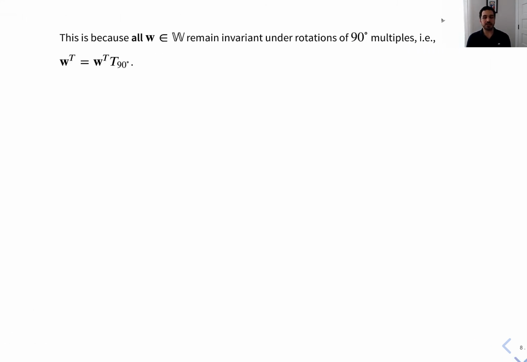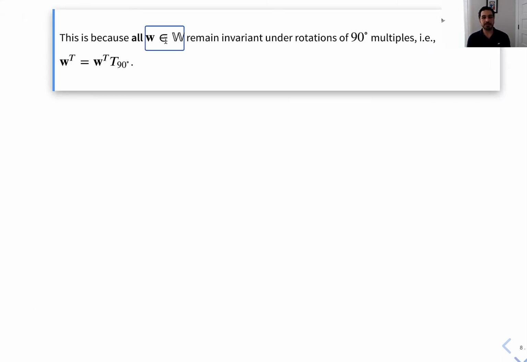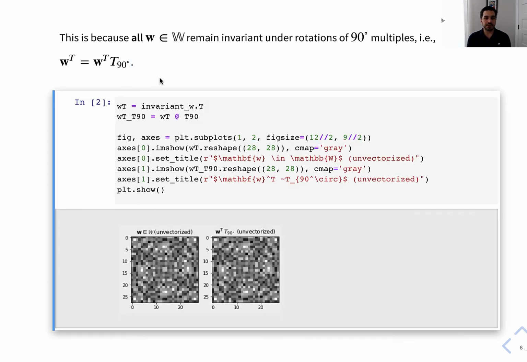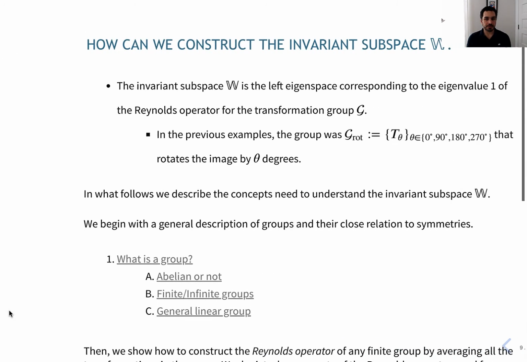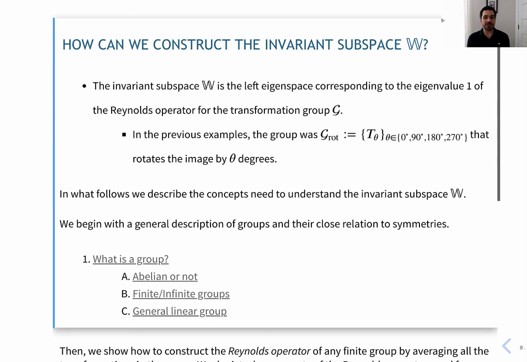This is because all weights in the invariant subspace are going to be left invariant if we right multiply them by transformations from the group. For instance, here we get some vector in this invariant subspace and we right multiply it by a 90-degree rotation, and then we show its unvectorized version here, and we can see that the vectors remain the same. So the question now is, how do we construct this invariant subspace? That's what we're going to see next.